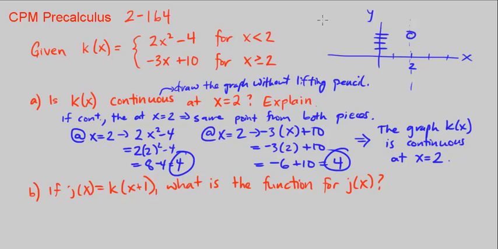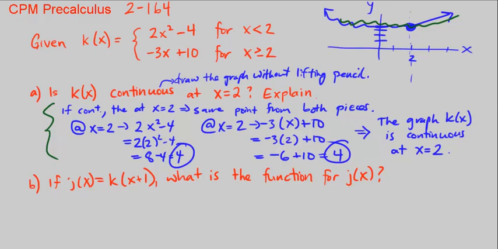Let me go ahead and draw that. Whatever it is, it's going to stop at this point, open circle. Then over here, it's going to start up again, close that circle, and go to the right. That makes it overall continuous, because if you take a pencil and draw the whole graph, you don't need to lift your pencil at all at x equals 2. So the graph is continuous, and the explanation is that the same point is output for both pieces.